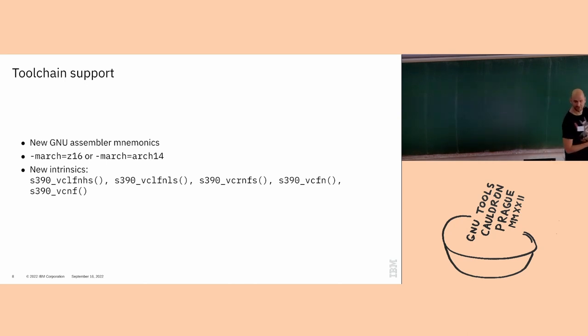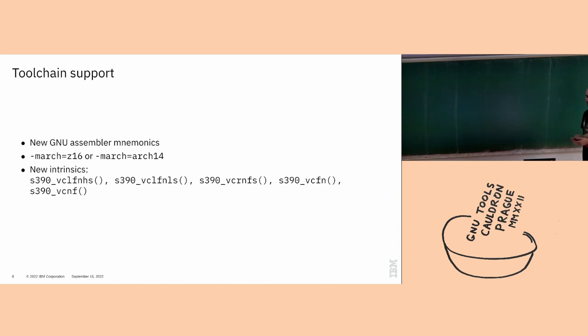In terms of toolchain updates, since there are not too many new hardware instructions, not too much has changed. In particular, in GNU assembler, we of course support all the mnemonics for the new instructions. We have introduced a new march, z16. As I said, it's called z16, and it's no surprise, but for example, four generations ago, I think it was zEC12, so not z12.